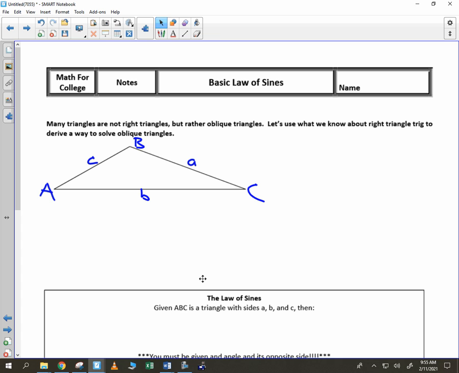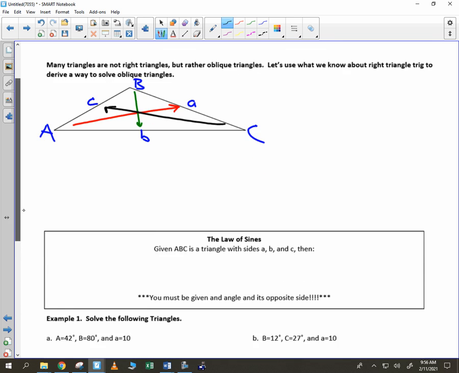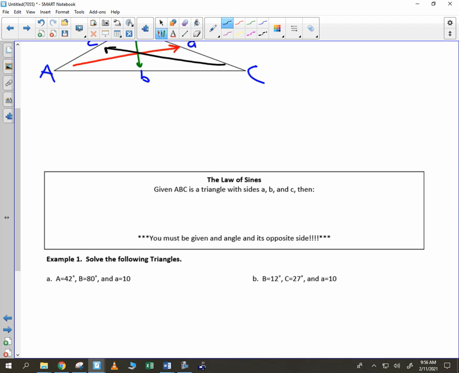So here's the relationship that exists. It's very helpful in trigonometry if we know an angle and its opposite side. An angle and its opposite side. Because, and I won't prove it for you, if you'd like to see it, I'll do it. We just don't have a lot of time.